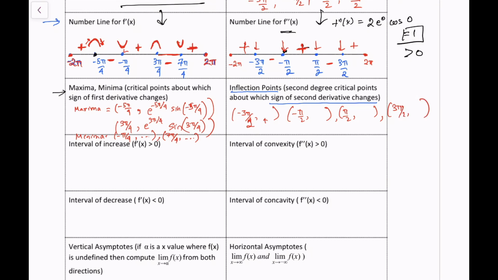So we have 4 inflection points, we have 2 relative maximas, we have 2 relative minimas. We've come a long way in describing the function, and in the next video, hopefully, we will finish this off.